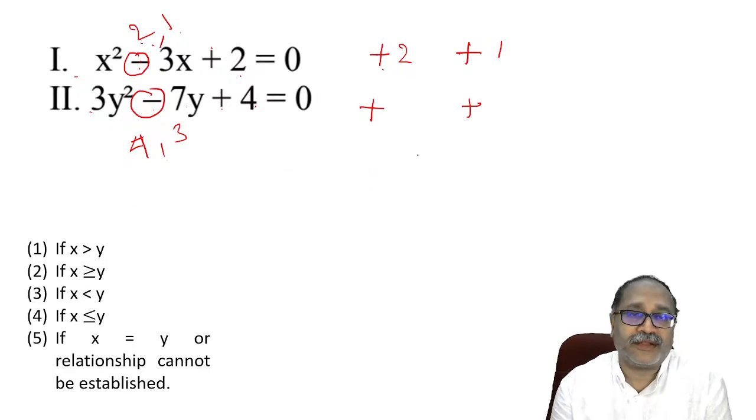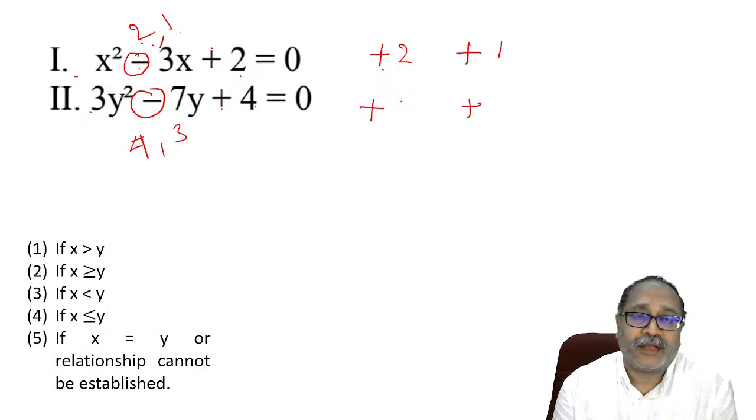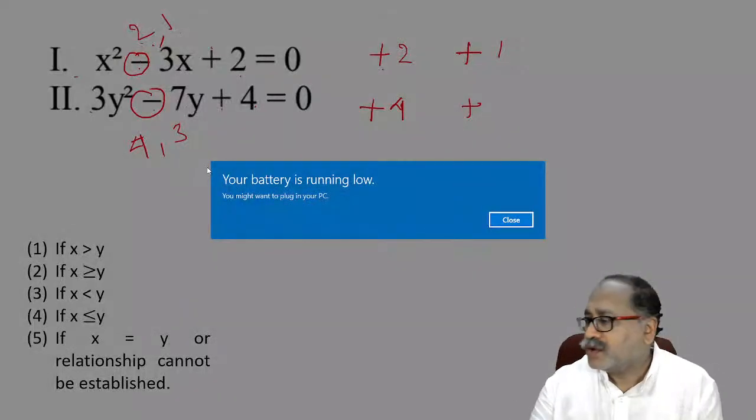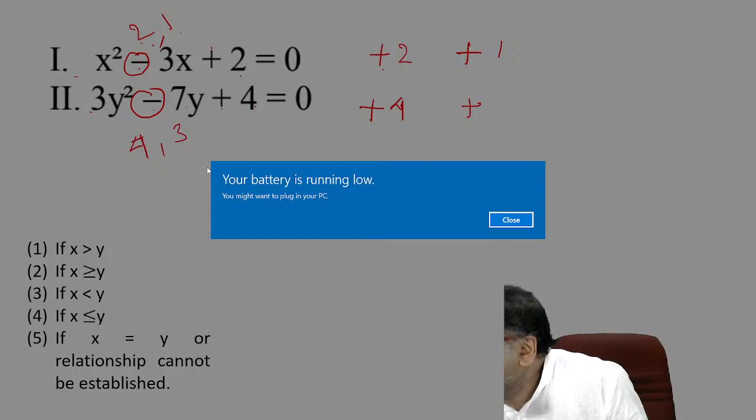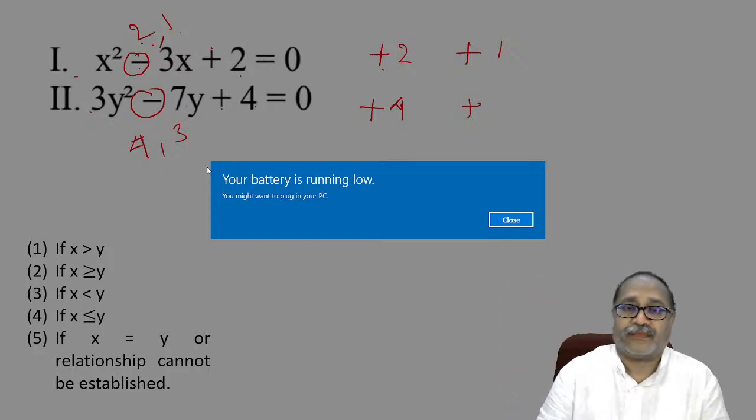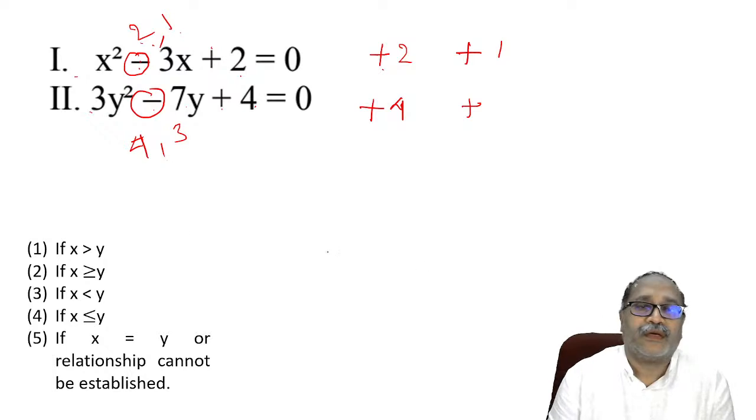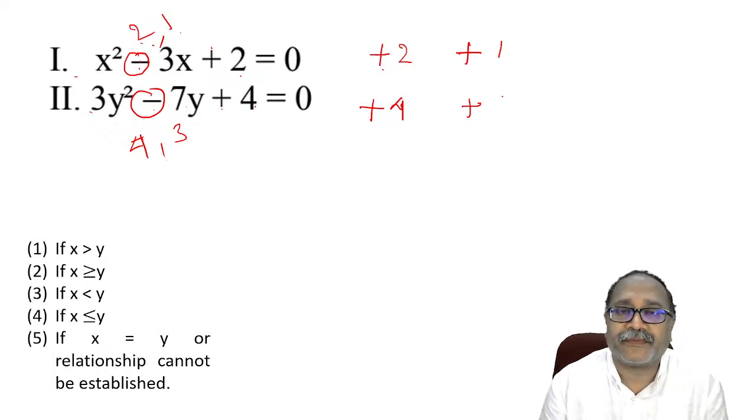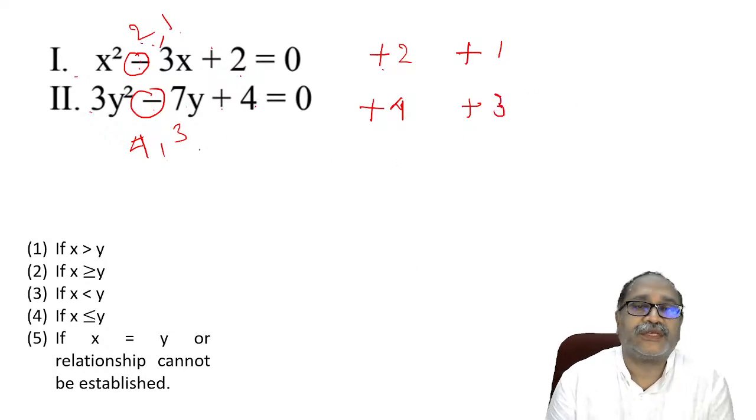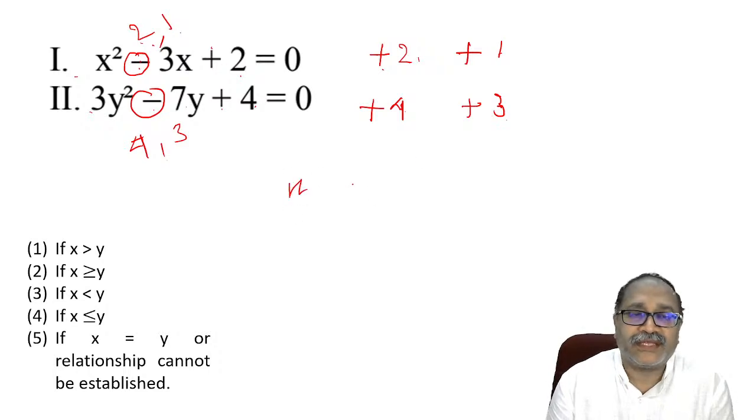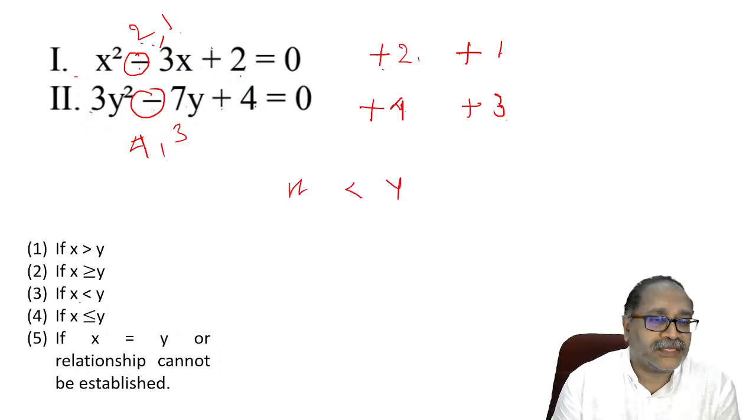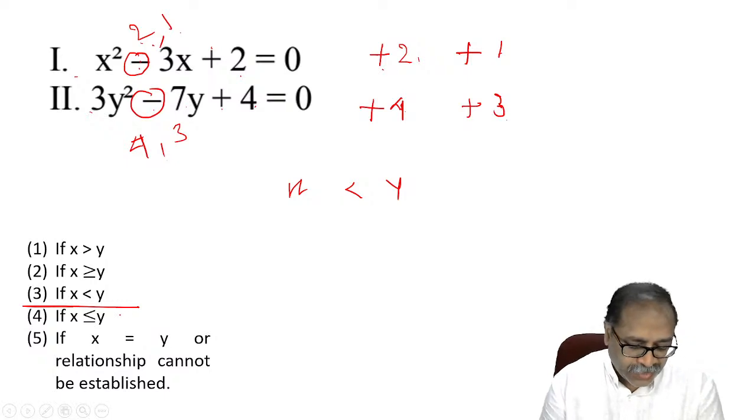Even Aparjita, you can try this. And here, try this. I know that these people will definitely answer the question. One minute. So this is plus 3. Now when I notice here, 2 is less and here it's also less. That means x is less than y. If x is less than y, it's C.